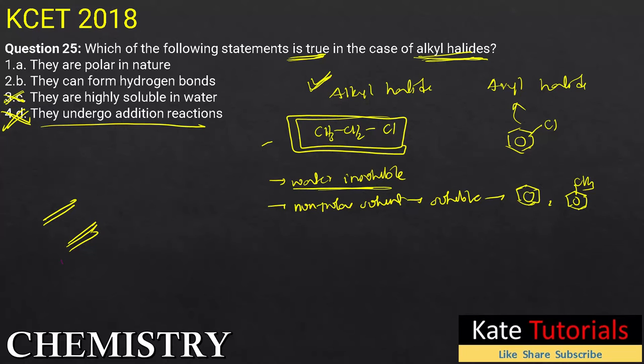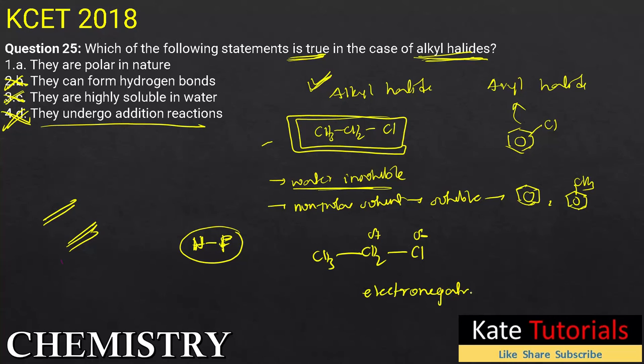B, they can form hydrogen bonds. No, hydrogen bonds form between H and F, only with a halogen, and it should be attached to hydrogen. Only this will form a bond, not this. So this is not forming any hydrogen bond. They are polar in nature. No doubt they are polar, because in CH3CH2Cl, this Cl is an electronegative atom, so it takes the electron density towards itself. So it will have a delta minus charge and this will have a delta plus charge because of the electronegativity difference. They are polar in nature.